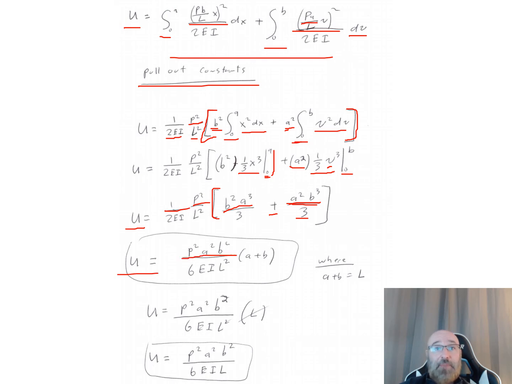So we have this, and we can combine these now: our total strain energy is equal to P squared, a squared, b squared, all over 6EIL squared, times a plus b, where our a plus b is our L. Plug that in as L, and we see the L cancels with the square there. What we end up with on the bottom is our total strain energy U equal to P squared, a squared, b squared, all over 6EIL.